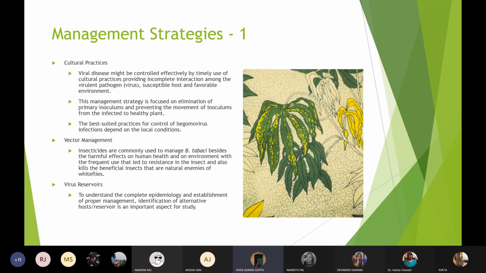for Begomoviruses. We have virus reservoirs as another strategy, which is basically, we see that Begomoviruses infect weeds and wild plants in the surroundings of sown crops. So to understand the complete epidemiology and establish proper management, we need to identify the alternative hosts or the reservoirs, and so that's basically what that strategy is. Next slide.